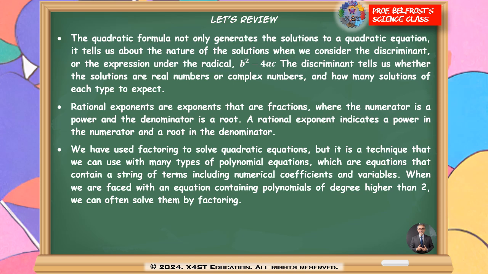and how many solutions of each type to expect. Next is a rational exponent, or exponents that are fractions, where the numerator is a power and the denominator is a root. A rational exponent indicates a power in the numerator and a root in the denominator. And we have used factoring to solve quadratic equations, but it's a technique that can be used in many types of polynomial equations, which are equations that contain a string of terms, including numerical coefficients and variables. When we are faced with an equation containing polynomials of degree higher than 2, we can often solve them by factoring.